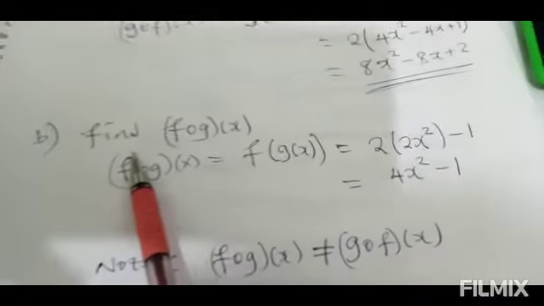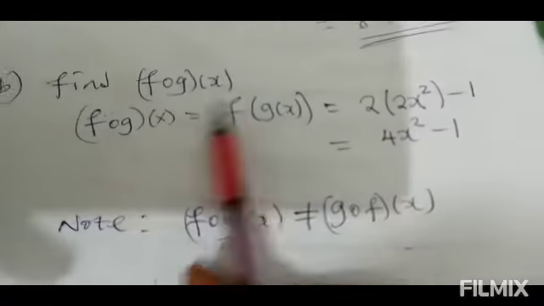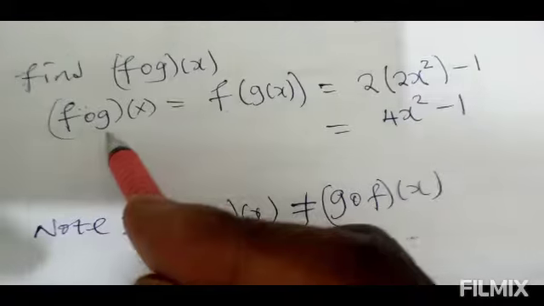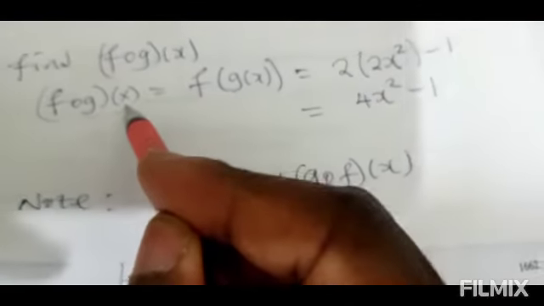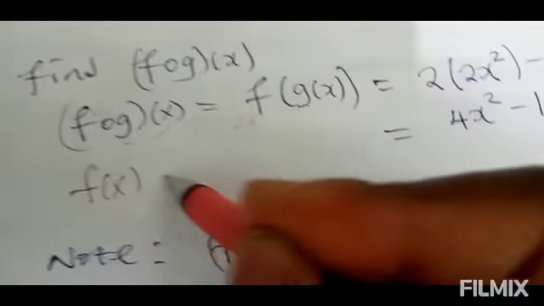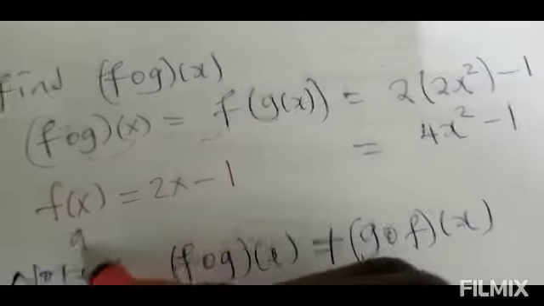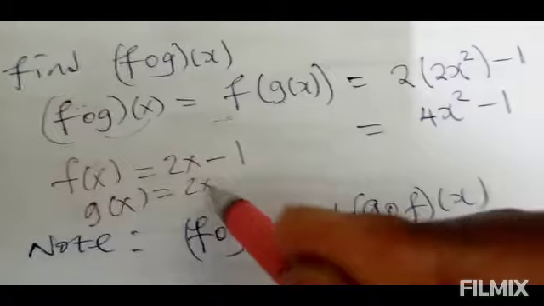Then also b, find f of g of x. f of g of x means first you start with g of x, so you remain with f. So f of g of x is equal to, now you go to the function f. The function f is what? f of x is 2x minus 1. What is g of x? g of x is 2x squared.